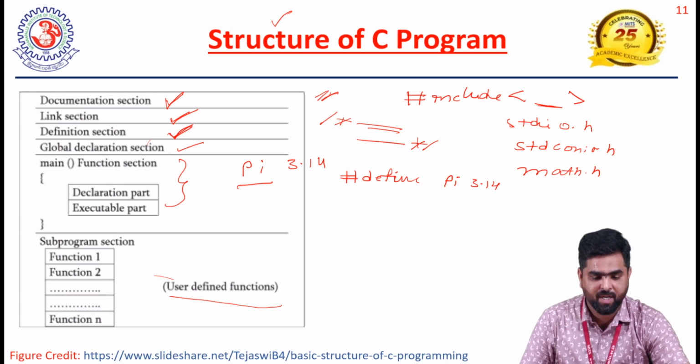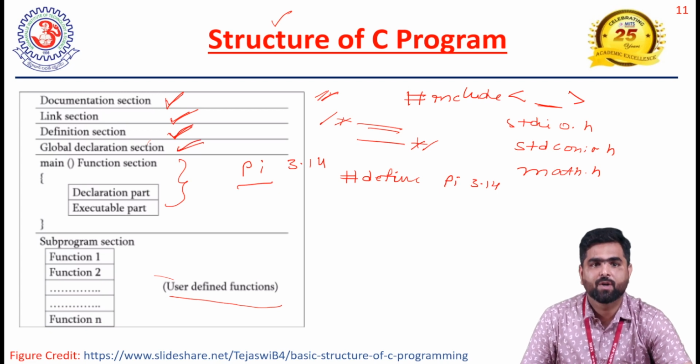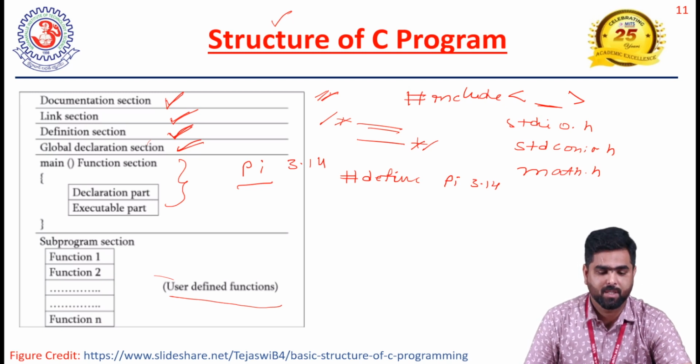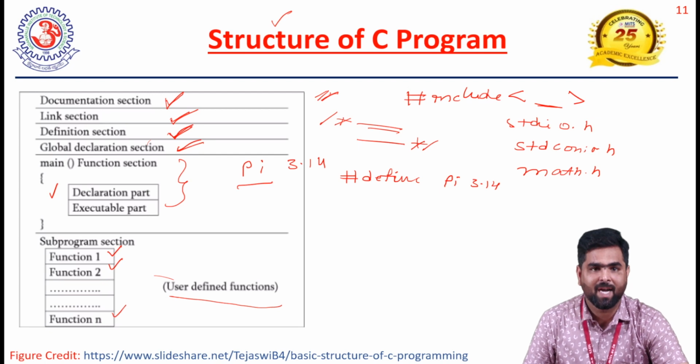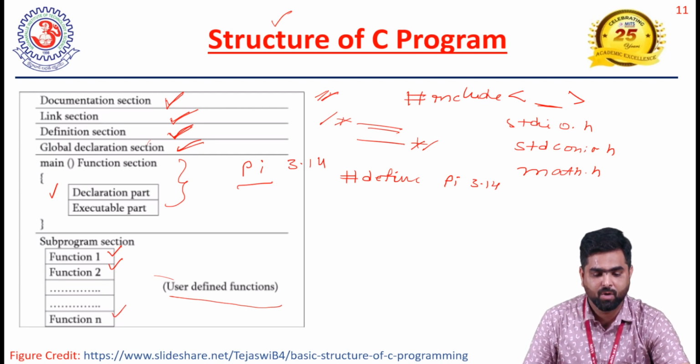And next one we have is the global declaration. In this section, we declare a variable which can be accessed by the main function as well as all the sub functions. For example, if I want to access a particular value through a variable in the main function as well as the sub functions, the value can be declared in the global section so that the variable can be accessed by all functions. And next one is the main function.